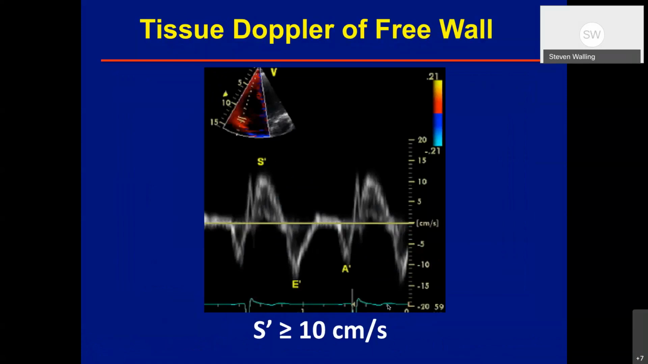The second most important number for the RV function is the S prime using tissue Doppler. Again, on the same side, you want to track the velocity. In contrast to the TAPSE, the unit is centimeter, that is the distance moved. But this S prime is the speed, the velocity of the annulus excursion, so the unit is centimeter per second. Okay, so the normal is 10.